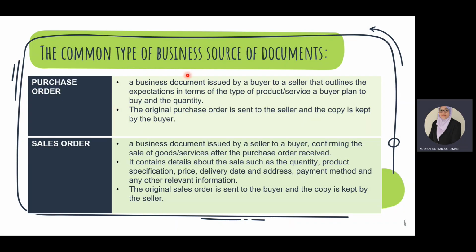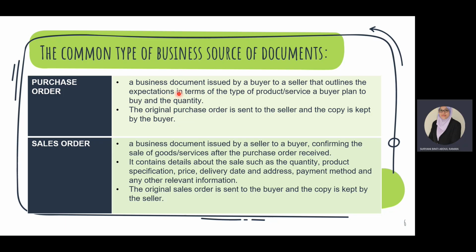All right. So these are among the common types of business source documents. We start with the purchase order and the sales order. So what is a purchase order? A purchase order is a document issued by a buyer to a seller that outlines the expectation in terms of the type of product or service a buyer plans to buy.